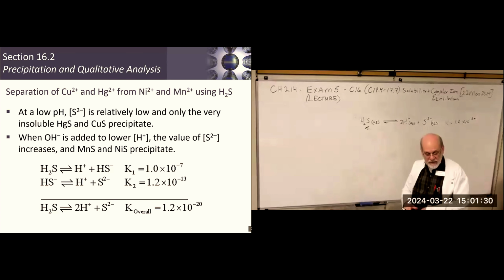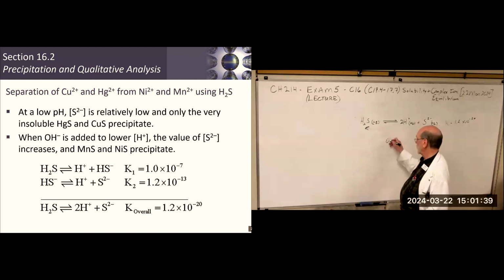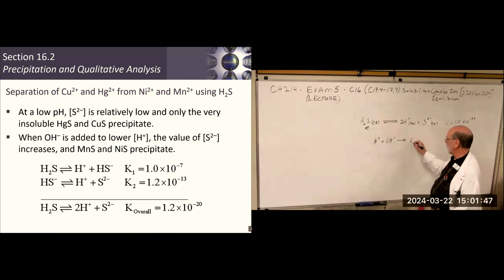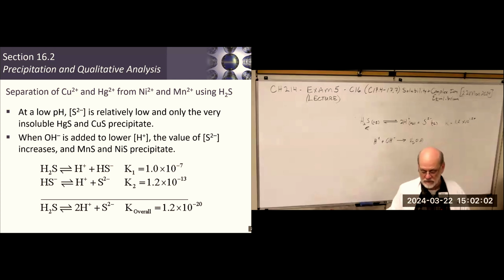So once you get the copper and the mercury separated, then you can go to the next step and add hydroxyls, right? They would pick up those hydrogen ions and make water, and that would drive the reaction this way and produce a larger concentration of sulfide. Once you got that large concentration of sulfide, now you can pick up the more soluble compounds like nickel and manganese.